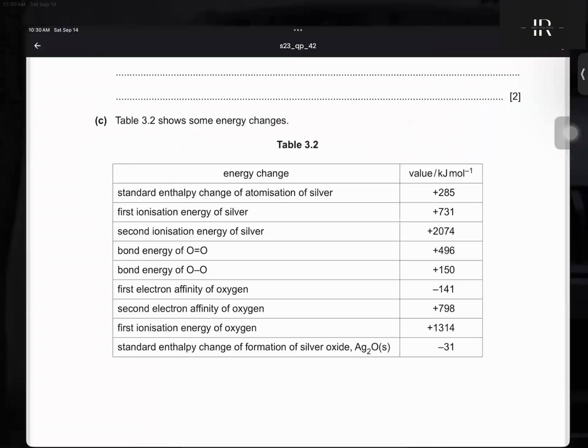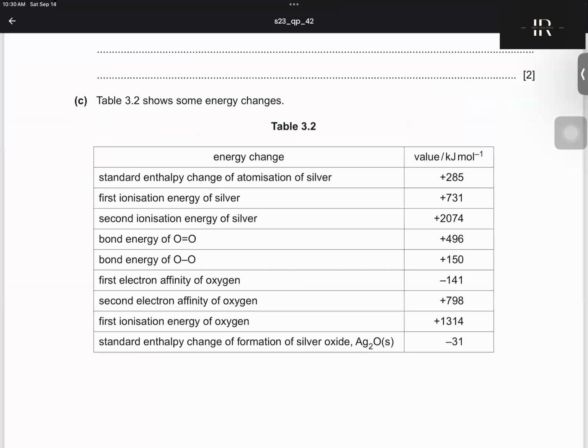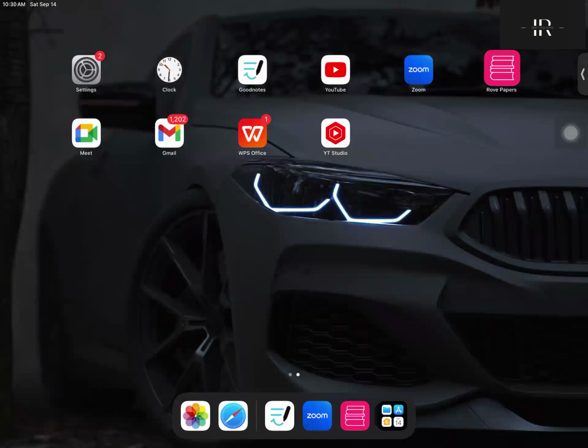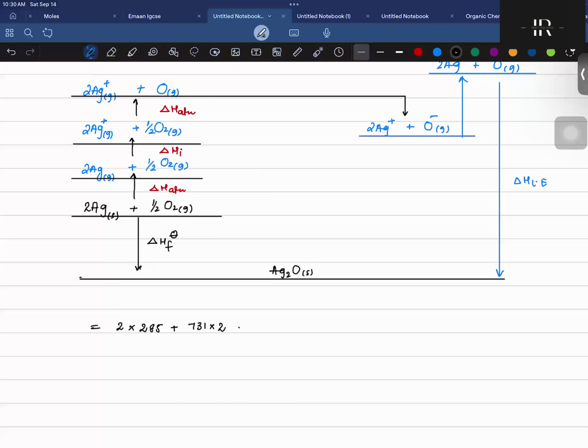Atomization of oxygen. Okay, so we have double bonded oxygen. O double bond O is 496. But I would be dividing it by 2 because I have only one oxygen atom.